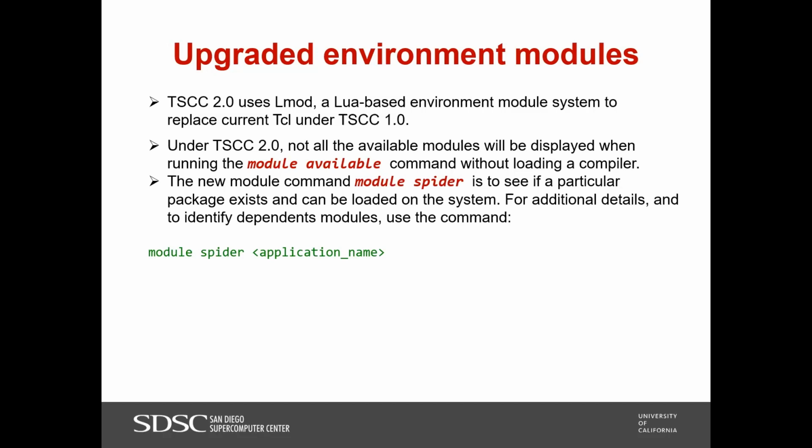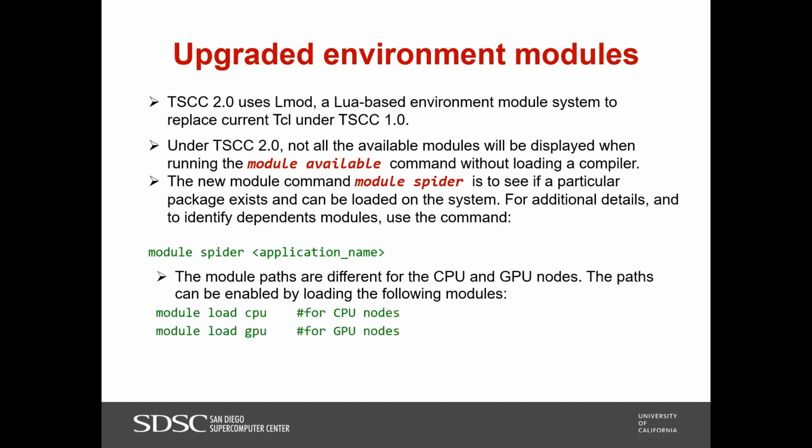You can use module spider and then add the software you want to search, and on your screen the output will tell you how to load the software you want and which modules you should load first. And the module paths are different for the CPU and the GPU nodes now. You can find that almost every module file has its CPU version and its GPU version for use on the CPU or GPU nodes.